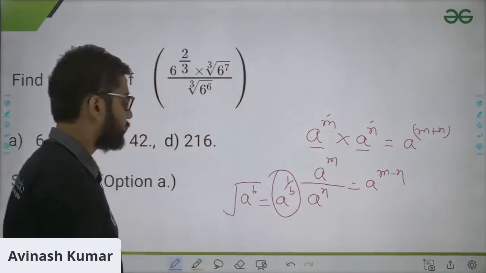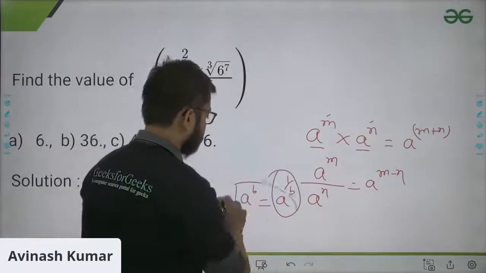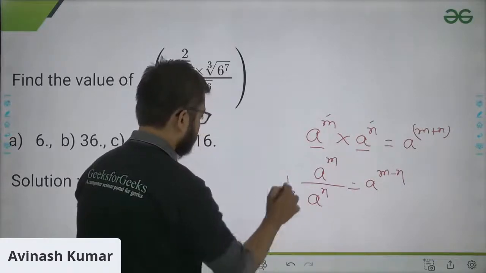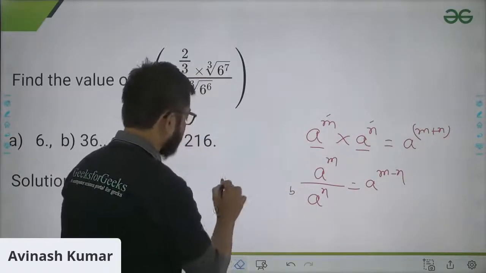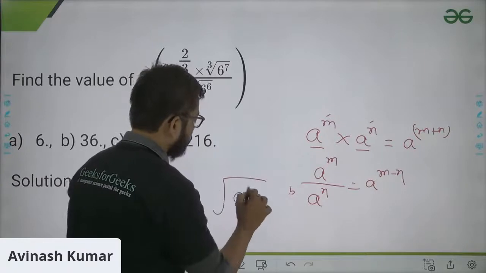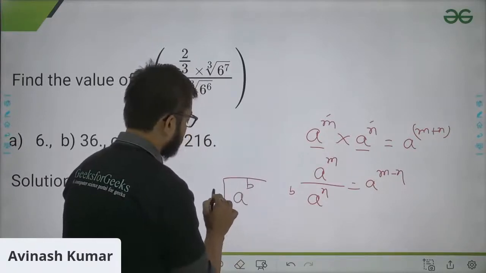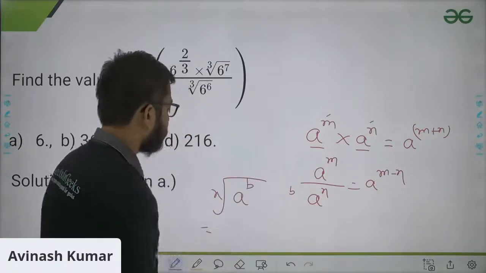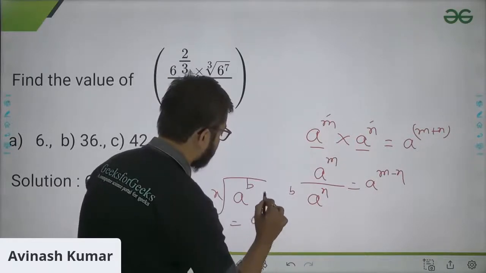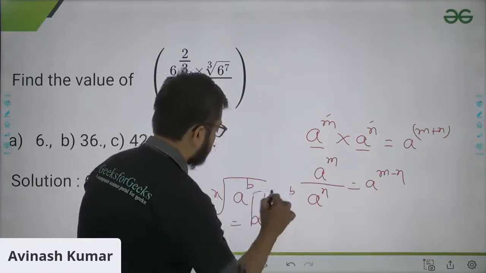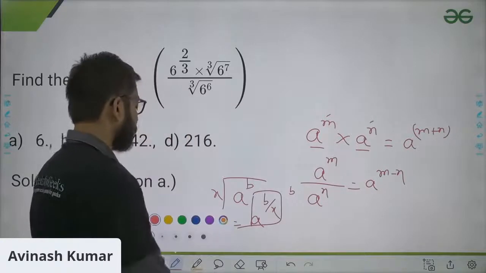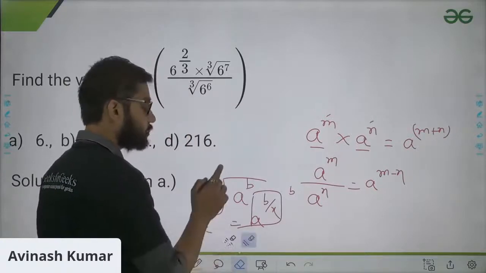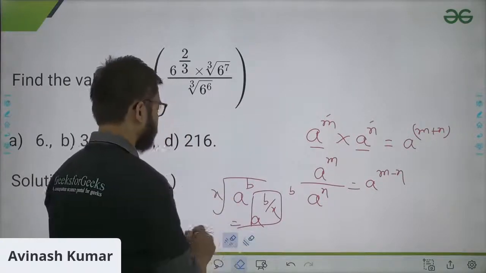We can also write this another way. I'm just changing this one: if it's a to the power b to the power x, we can write this as a to the power b upon x. I think you have already understood these things. I'm just going to use this one.